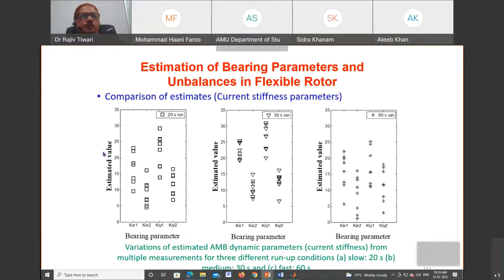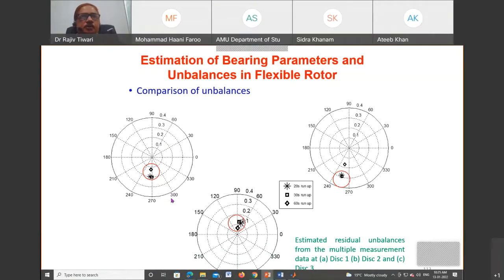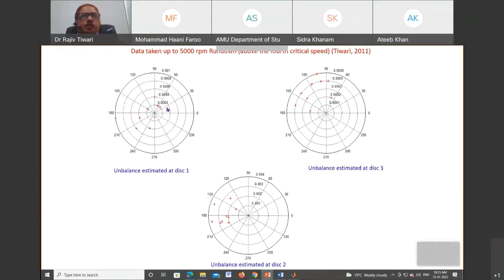Similarly, we had the current stiffness parameter for different runs, and apart from that the unbalance. So these are the unbalance estimations in three disks. Now when we estimated the bearing parameter of the AMB also, our estimates for different runs were quite consistent. So you can see 10 runs, their estimates are coming within these circles. So they are more consistent as compared to the previous one, in which the scattering was more. So this is the advantage if we can have a mathematical model of some critical parameter like the bearing parameter, for which it is difficult to get the actual value. We can estimate them so that our other unbalance estimation can also be improved. This is the previous one in which the scattering was more.